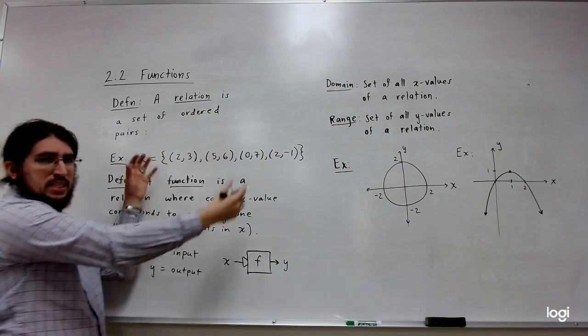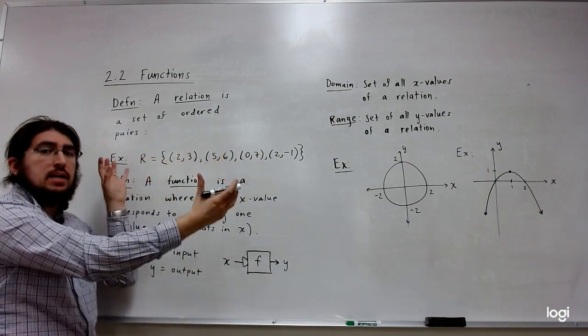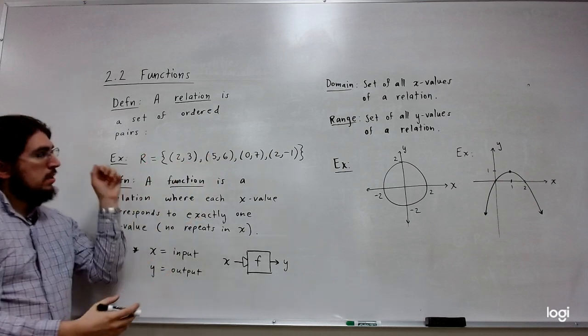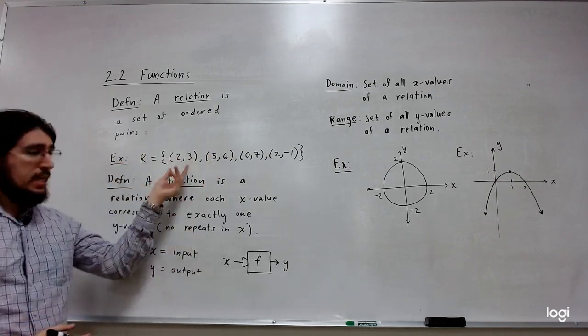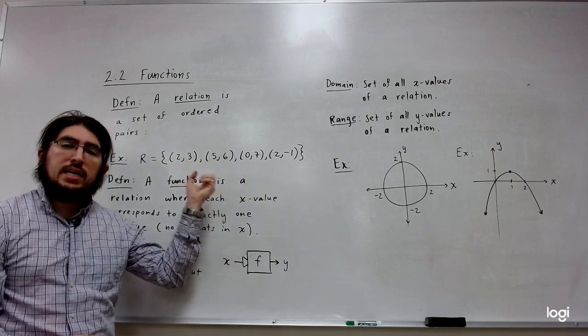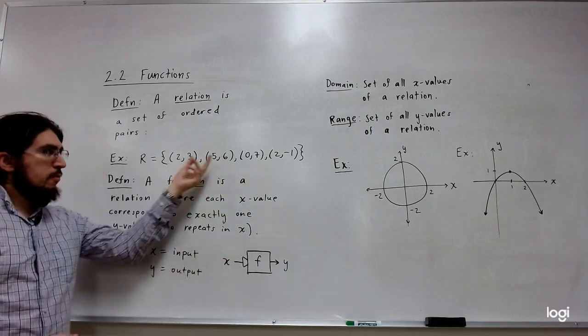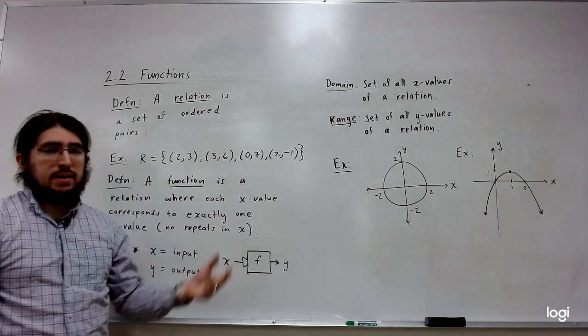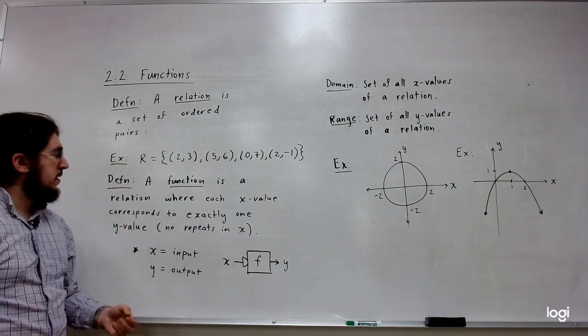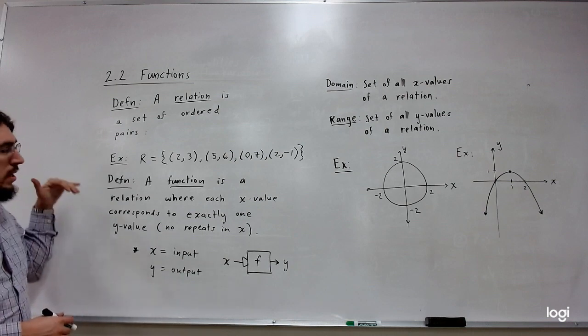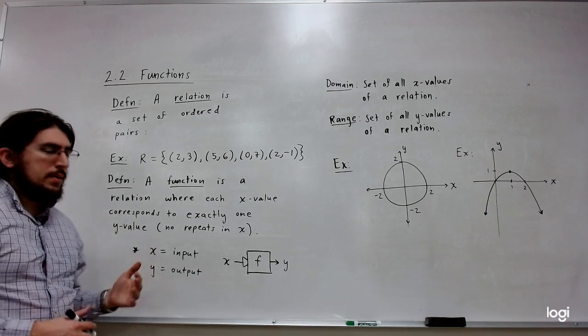So for instance, this set, remember braces means a set. In the set we have this comma separated list, and each element of the set is an ordered pair: (2, 3), (5, 6), (0, 7), and (2, -1). So this is a relation. I'm calling the set R for relation. Okay, it's fairly straightforward. This is where things get a little more complicated.